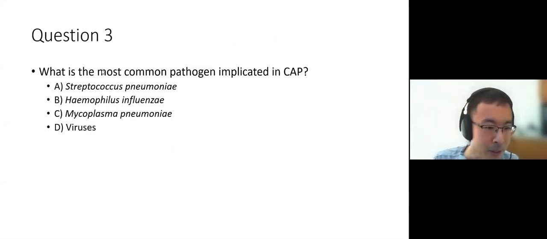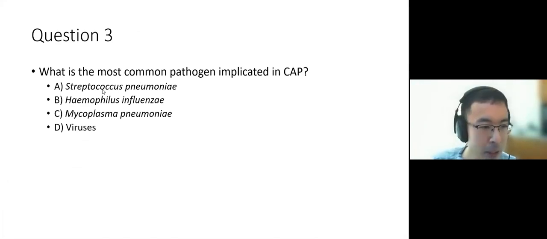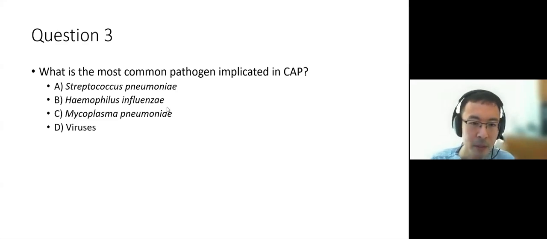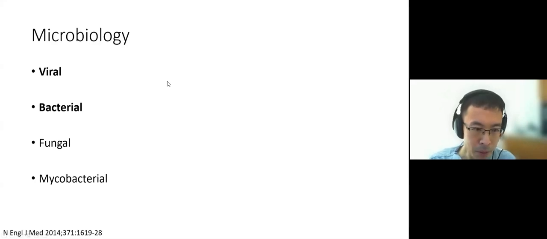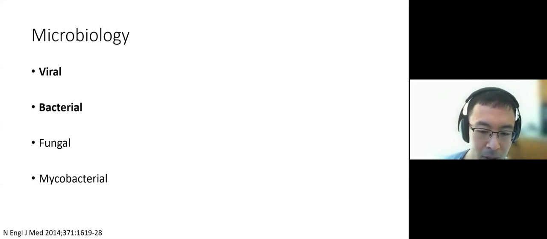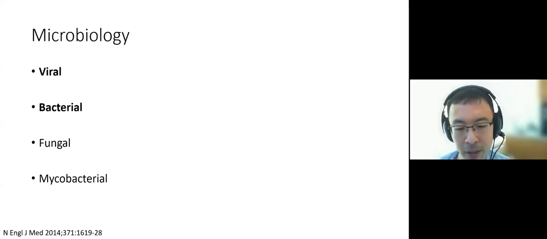All right, next question. What is the most common pathogen implicated in CAP? So most people pick strep pneumo, 52%, followed by viruses, 39%. So both are kind of correct, actually. So in the pre-antibiotic era, strep pneumo was the cause of 95% of pneumonia cases. So nowadays, viruses appear to be overtaking bacteria as the most common causes of CAP.